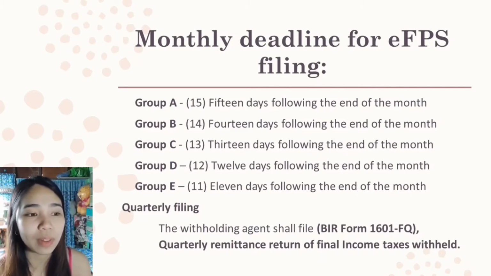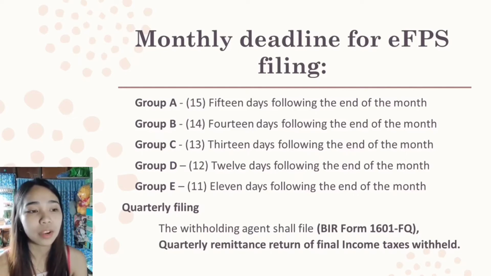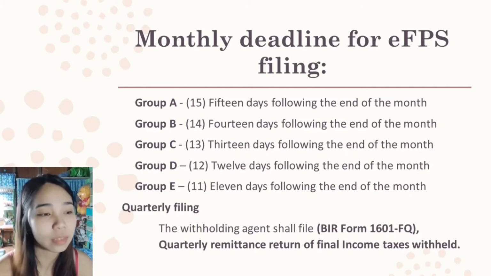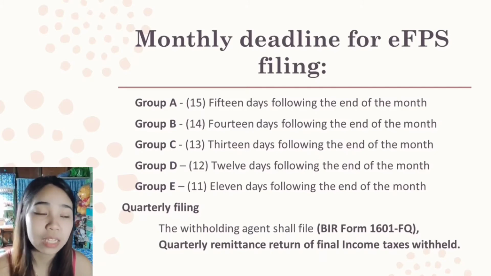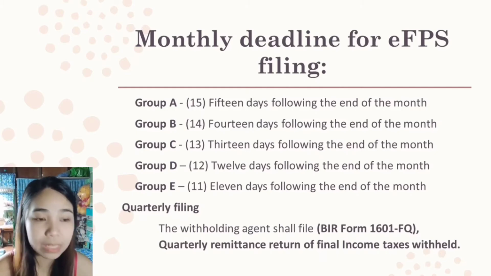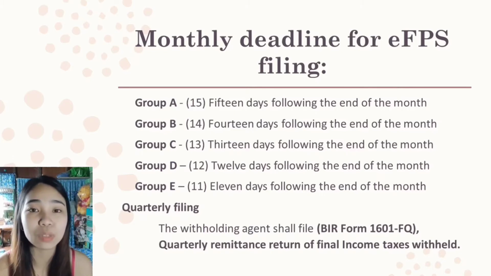And Group D, 12 days following the end of the month. Examples are air transport, recycling, post and telecommunications, and so on. And Group E, 11 days following the end of the month. Examples are private and public educational services, agriculture, fishing, and other service activities. Okay? So next, the quarterly filing. The withholding agent shall file BIR Form 1601-FQ, quarterly remittance return of final income taxes withheld.